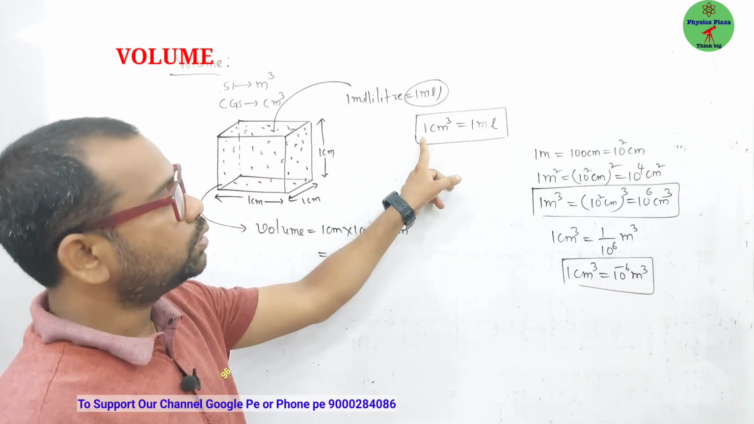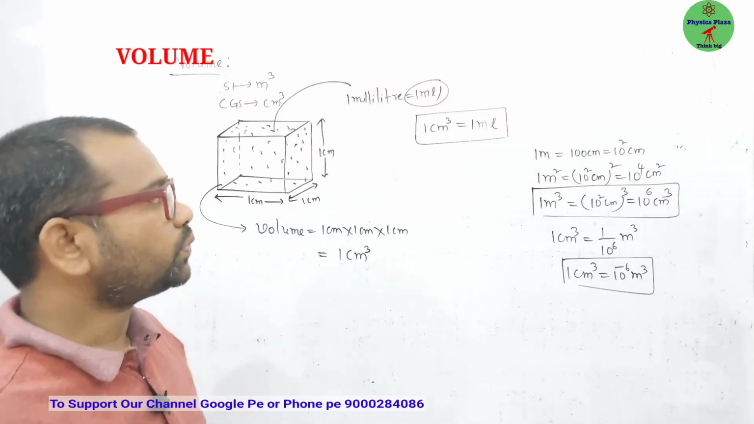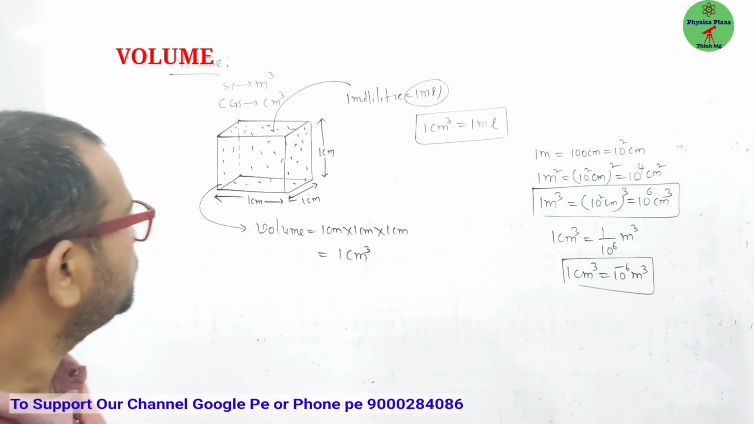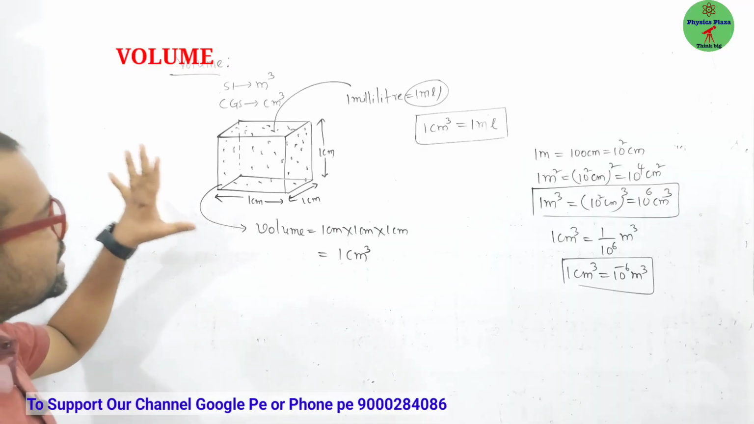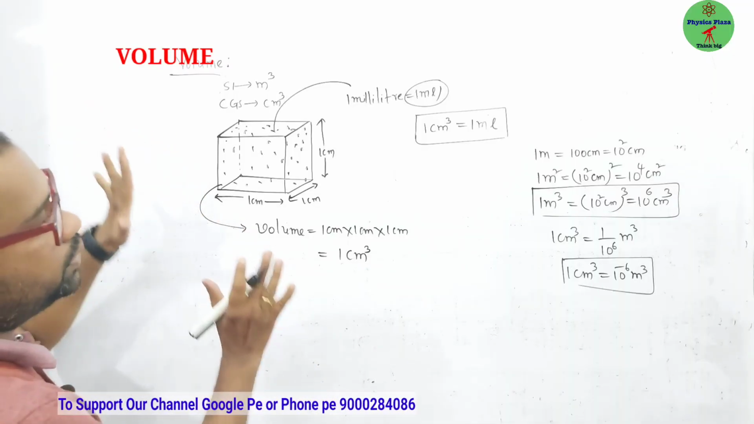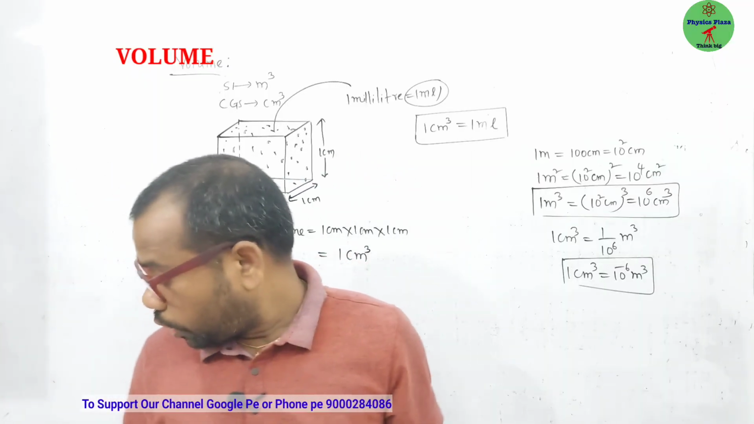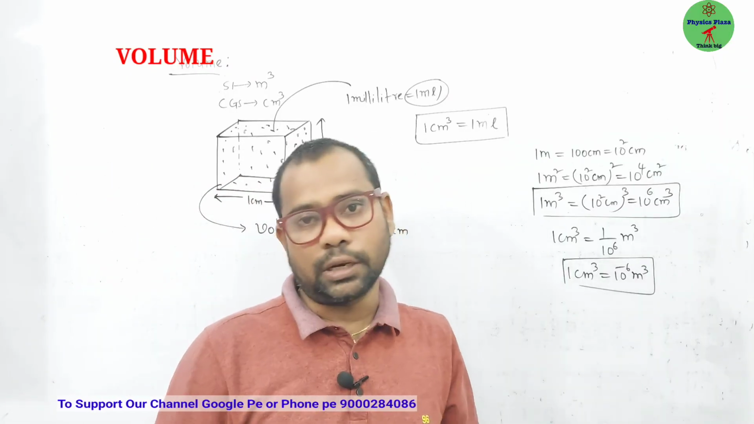1 centimeter cube is equal to 1 milliliter. Is the point clear? So this is the concept of volume, its units and conversion. Okay, fine. Now we will discuss volume of regular bodies and volume of irregular bodies.